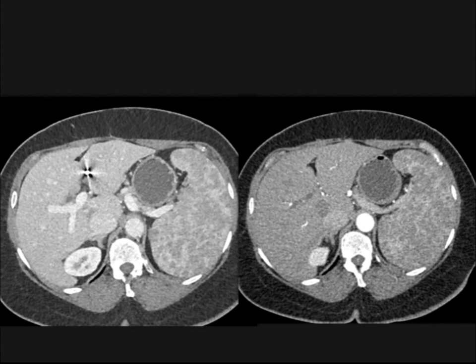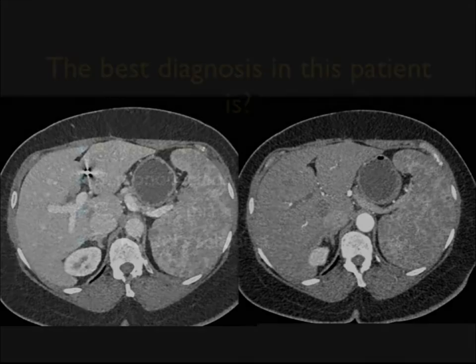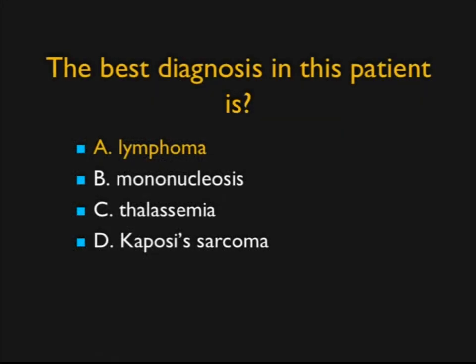And this was a B-cell lymphoma. Just a beautiful example of infiltration. You notice that the venous phase is better at showing the infiltration than the arterial phase, but you can see them well in both phases.